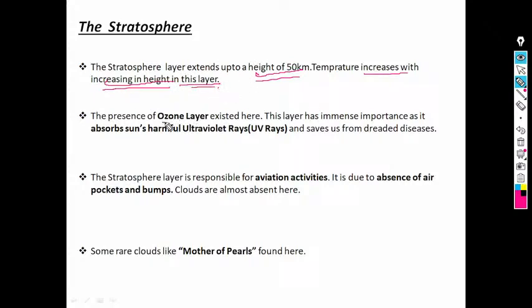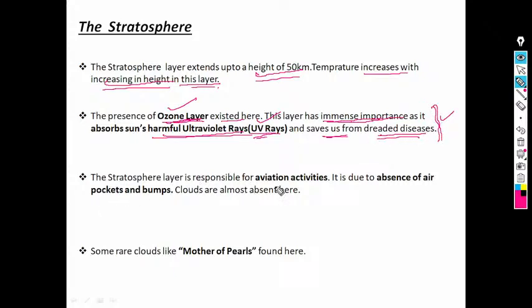Here the ozone layer is present. This layer has immense importance as it absorbs the sun's harmful UV rays and saves us from dreaded diseases.